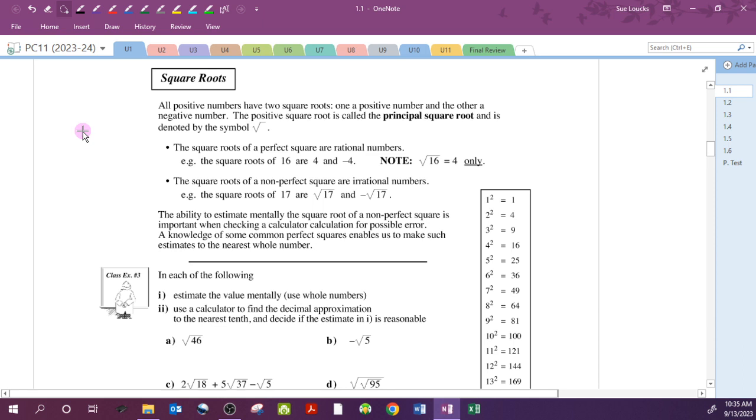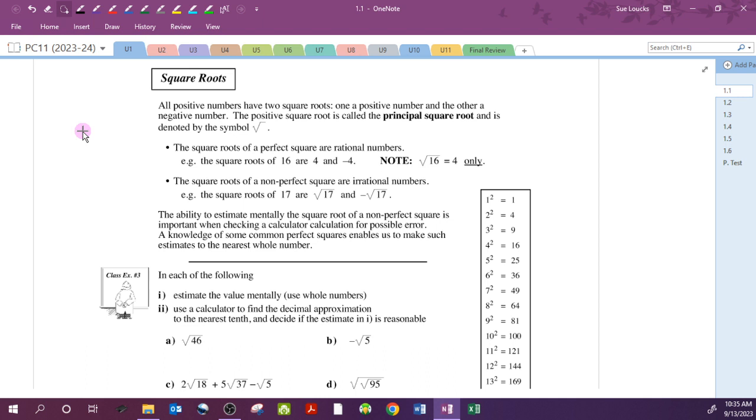A perfect square has rational roots. And actually, when we talk about perfect squares, we're usually talking about integers that have rational roots. So for example, 4, 9, 16, 25, those are what we think of as perfect squares. The other integers are non-perfect squares, and they have irrational roots.